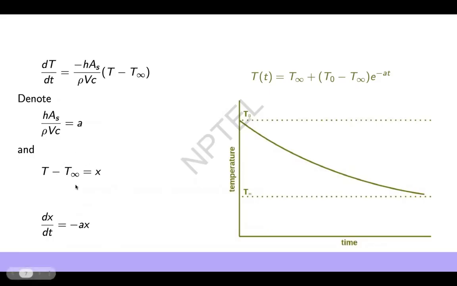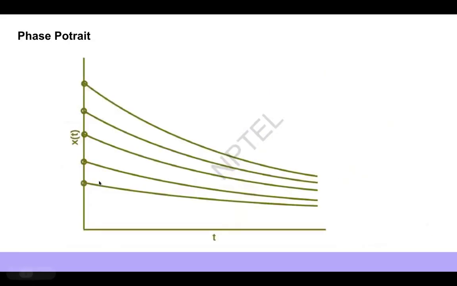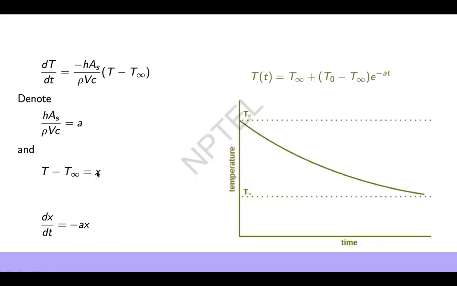So dT infinity by dt is nothing but 0. And here you have dx by dt, and finally we will have this equation: dx by dt is equal to minus ax. We'll get this equation from here. dx by dt is nothing but dT by dt, and dT by dt is this equation where we have called this a constant a and this x. I hope you get it.